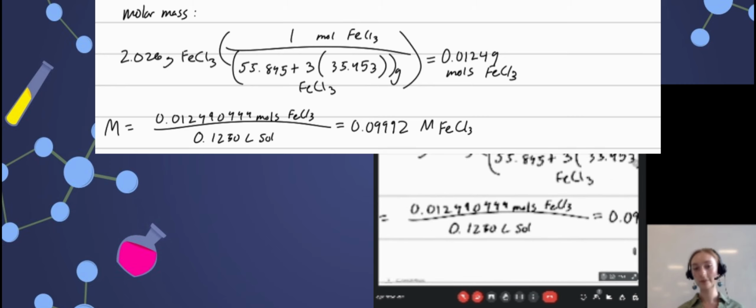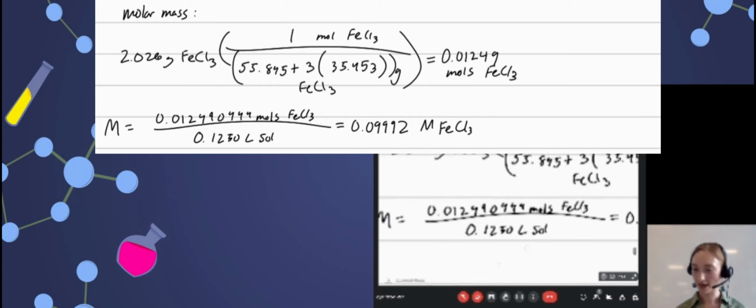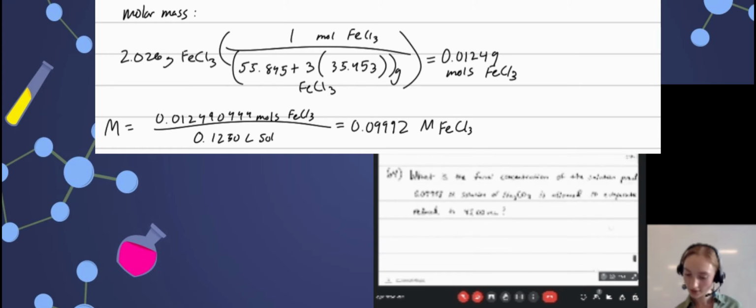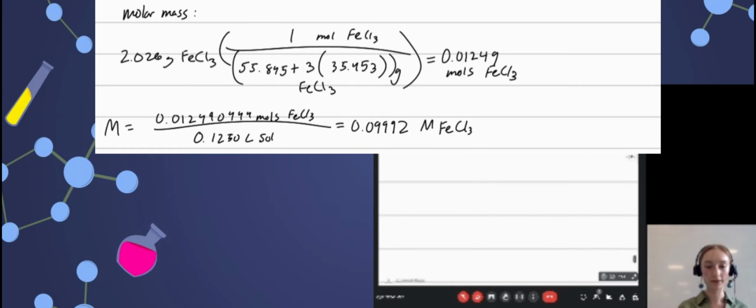Okay, so we found the molarity of this problem. This one is a little bit quicker to solve than the other ones, but I think the next one is a little bit more complicated from my understanding. I think so. So this is more of a thinker.